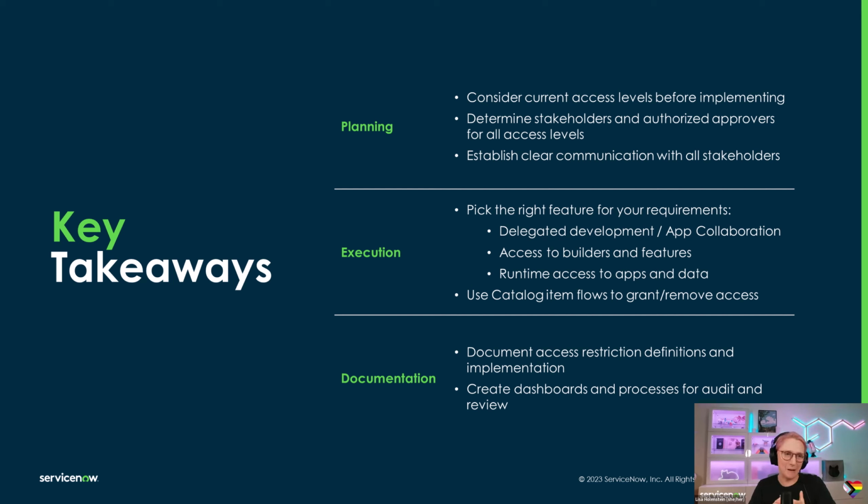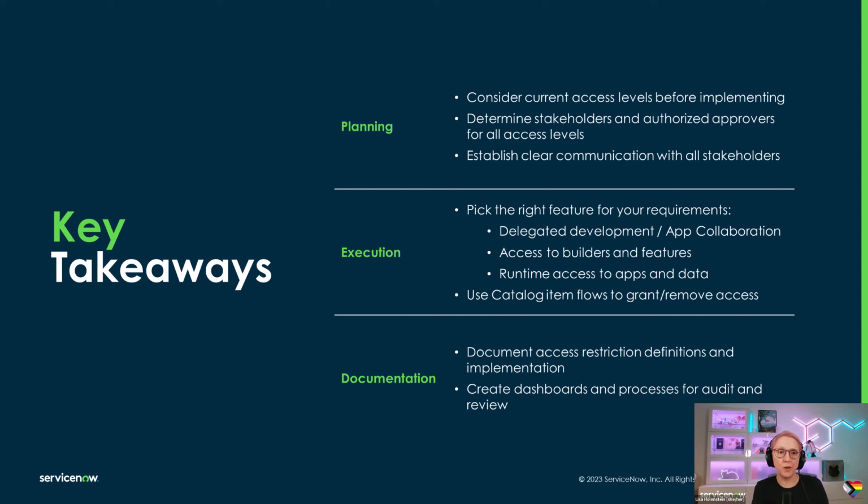When you're doing this, do a good planning, please. Consider any current access levels before implementing any of these things. Determine the right stakeholders and authorized approvers for access levels. This is for things like application collaboration. It's important for things like the restricted caller access. And make sure to establish clear communication with all stakeholders, everybody who would be developing on your instances, so that they understand what they can do with the designers, what workflows they can build.